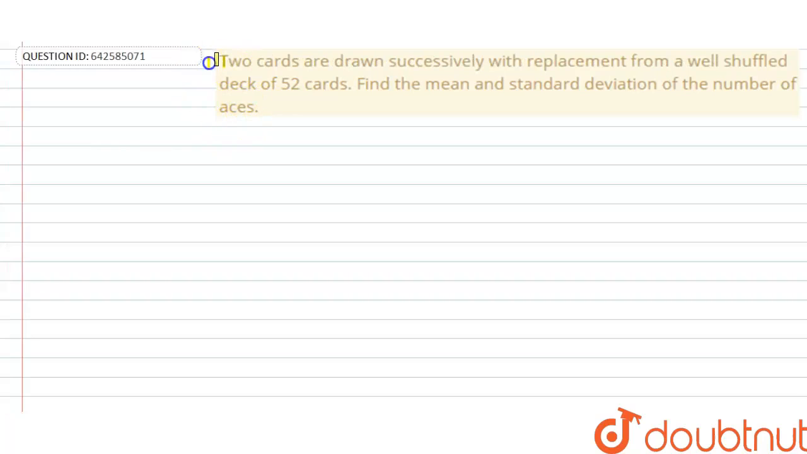Hello everyone, let's start the question. The question says that two cards are drawn successively with replacement from a well-shuffled deck of 52 cards. Find the mean and standard deviation of the number of aces. So let's start the question.